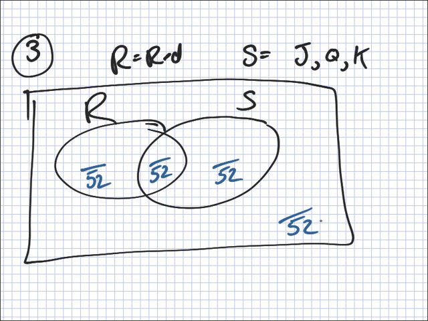So the first thing we need to think about is, how many red cards are there which are a picture card? Six. Because you can have a jack of hearts, queen of hearts, king of hearts. And then, yes, jack of diamonds, queen of diamonds, king of diamonds. You have six.